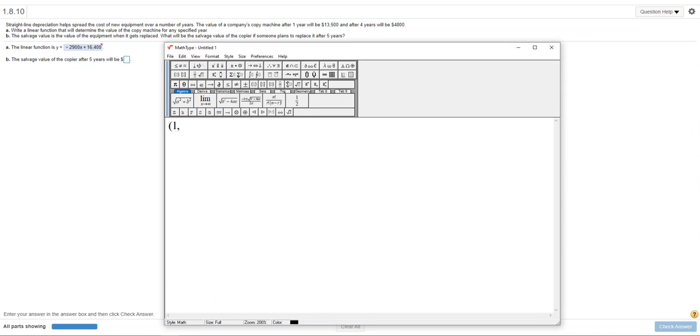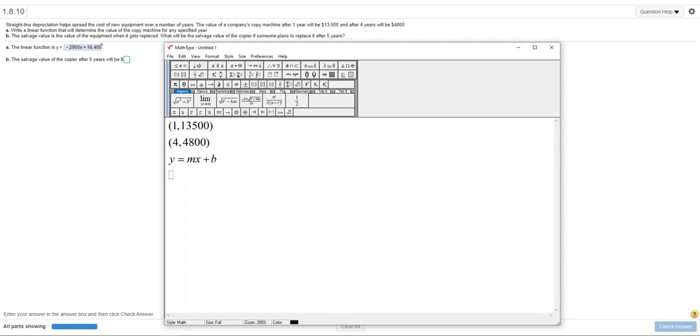After 1 year times the input, the output is 13,500. And then 4 years later, input of 4, the output would be 4,800. So I want to organize my information as ordered pairs. All right. Now that I have the ordered pairs, when I write the equation of a linear function, I know that it's supposed to be of the form y equals mx plus b. I need to find m, and then I'm going to need to find b.